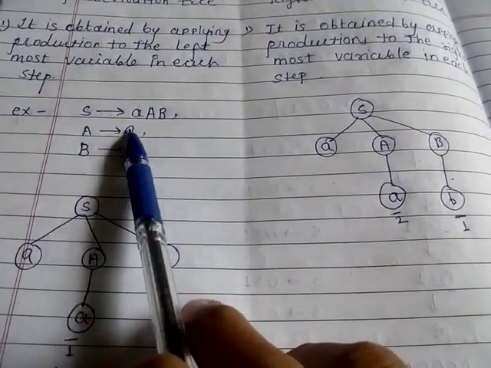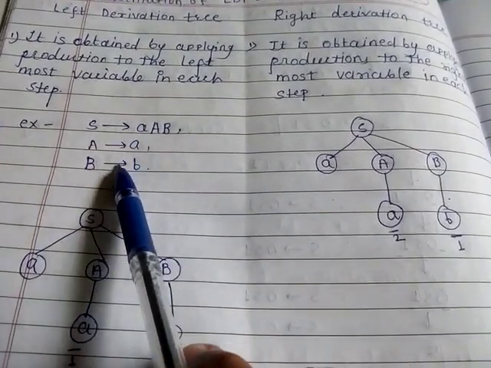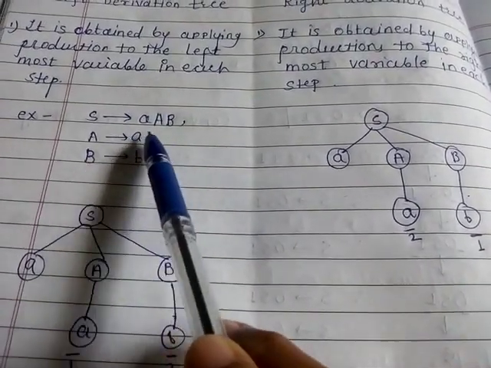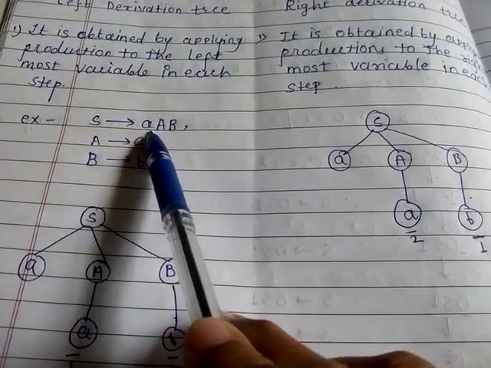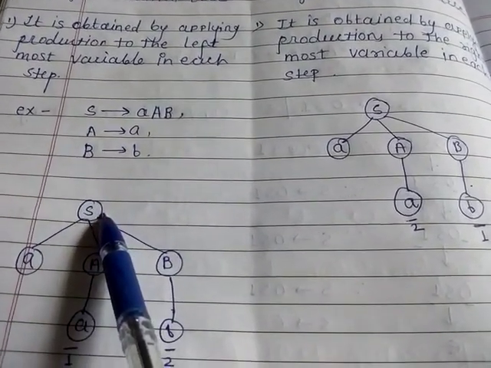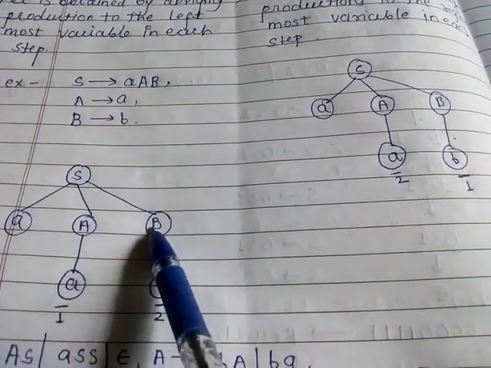So, this is the production rule. This is the start symbol. We will form the derivation tree by using these rules. First is the starting symbol, that is S tends to A, B. So I have kept S as the first node, that is the starting node, and attached these two elements, A, B.